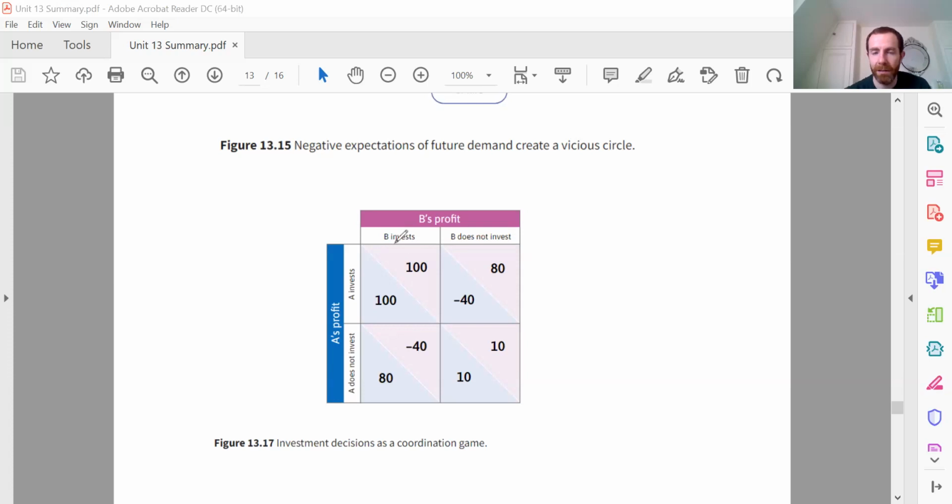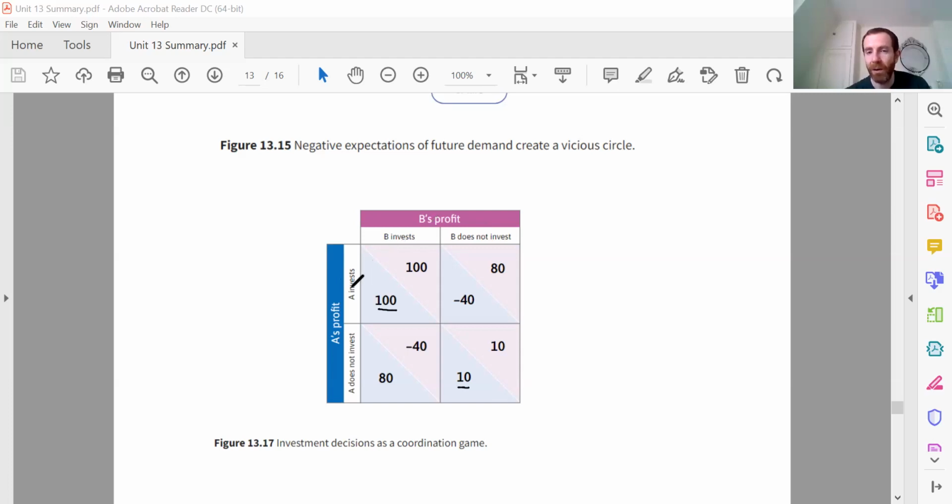So let's analyze this like we would any payoff matrix. Let's take A's perspective. If they think that B is going to invest, what should they do? Well, they should invest, because that would get them 100, whereas if they don't, they'd only get a payoff of 80. If they think B is not going to invest, what should they do? They should not invest, because they'll get a payoff of 10 if they don't invest, whereas minus 40 if they do. Now we switch to B's perspective.